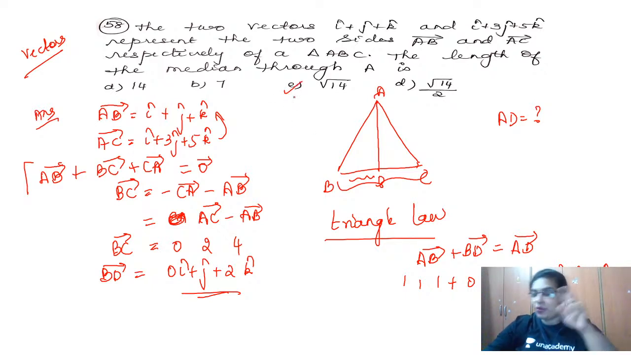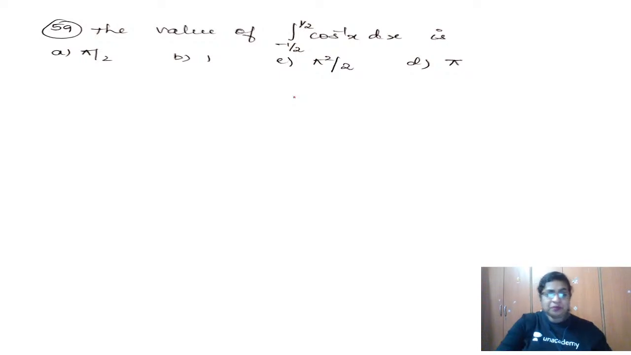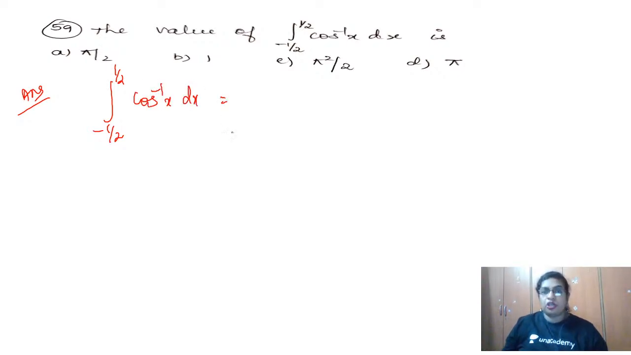Yes, I have 2 more questions. Let me complete that quickly. So have this next 59th question. So what is this 59th question telling us? The value of the definite integral from minus half to half of cos inverse x dx is equal to what?